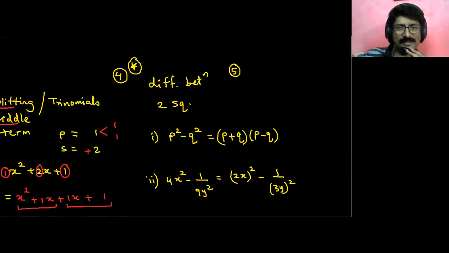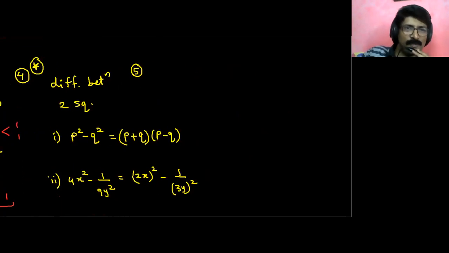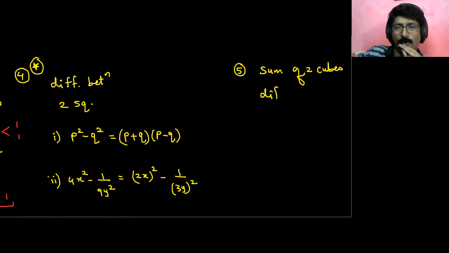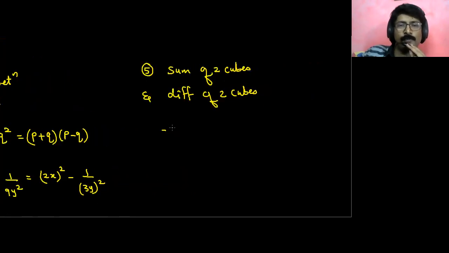And the last topic of this factorization is something called the sum or the difference of the two cubes. What is the last topic? Sum of two cubes and difference of two cubes. So there are two basic formulas and then we'll have to split something. A cube minus b cube is nothing but the difference, and sum would be a cube plus b cube. So what are the two formulas?